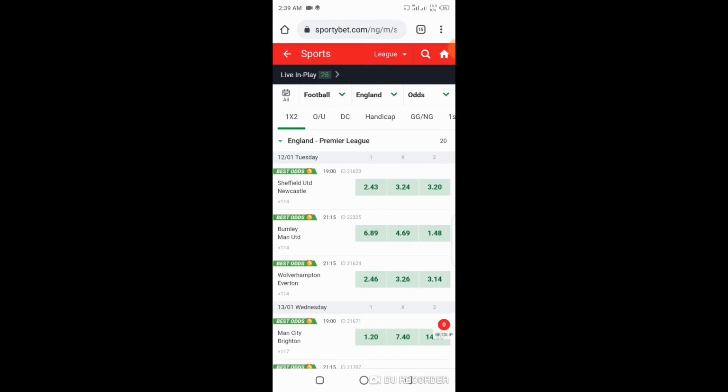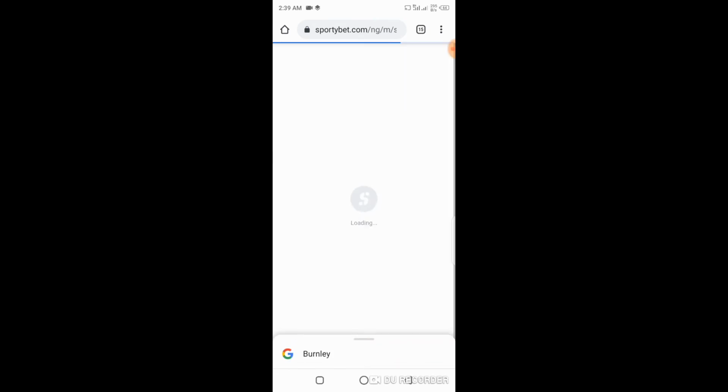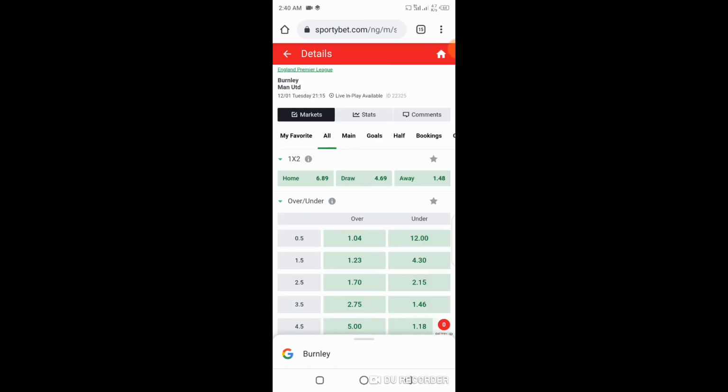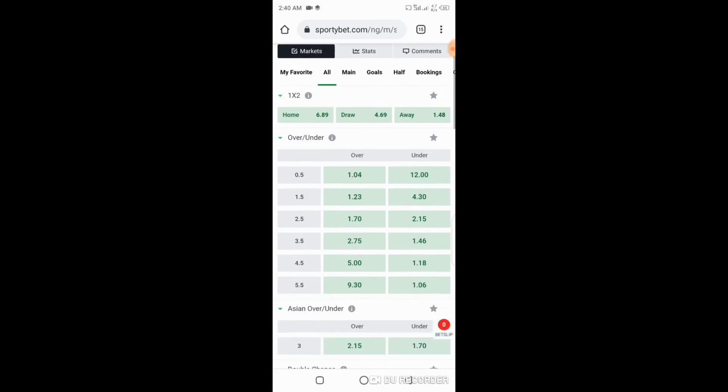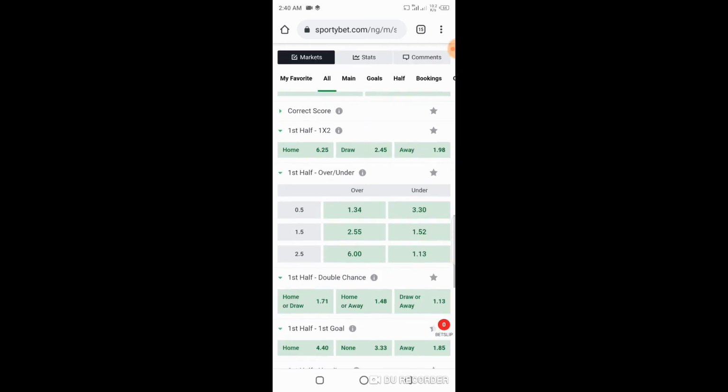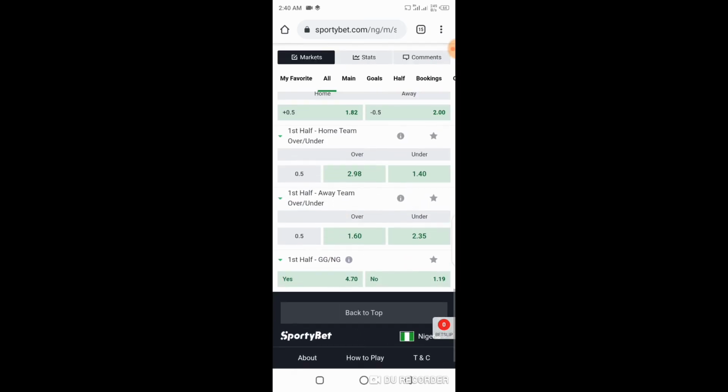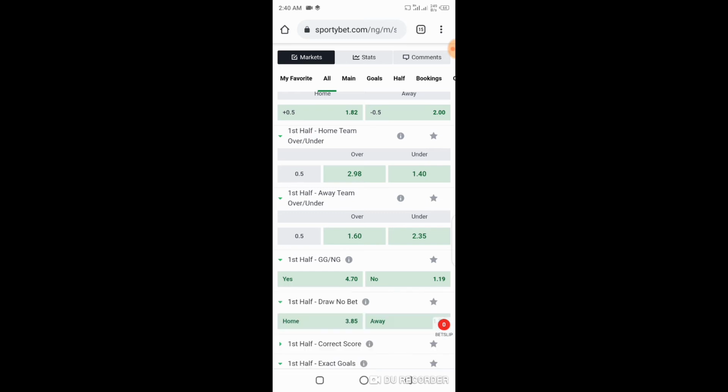How to play HSH. I know many of you don't understand what we mean by HSH. That is highest scoring half. And we'll be using Manchester United, Burnley against Manchester United, to look into that very game.